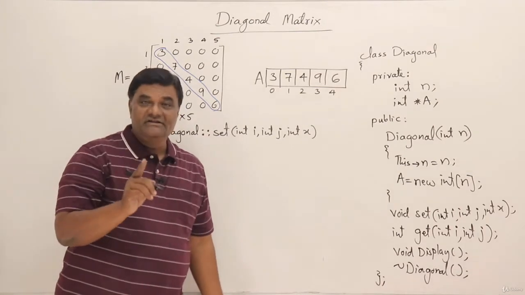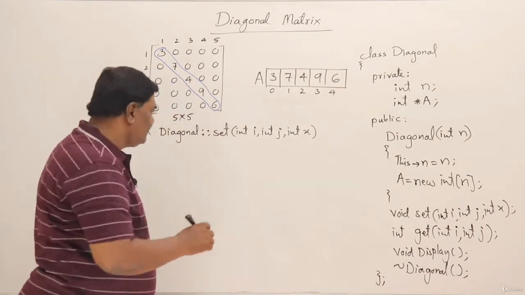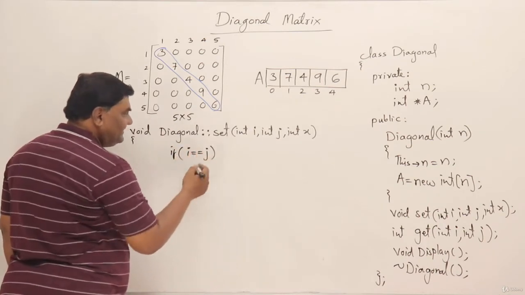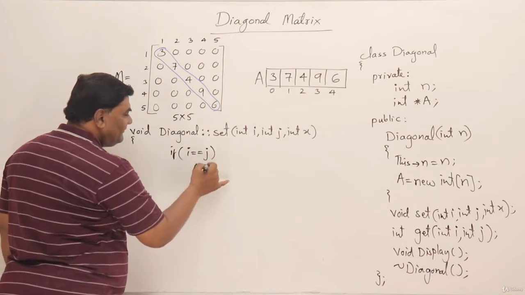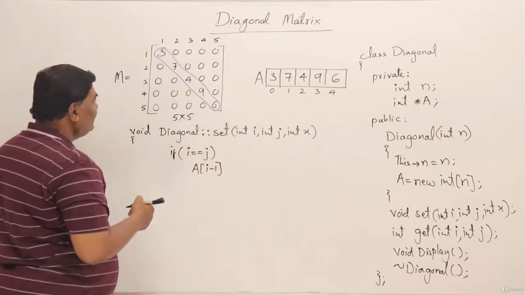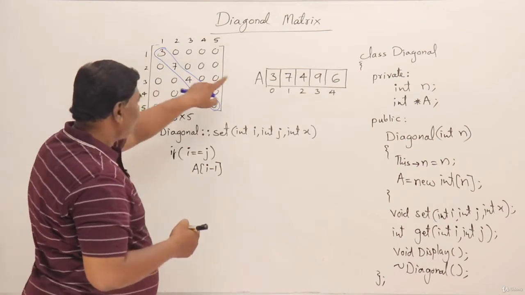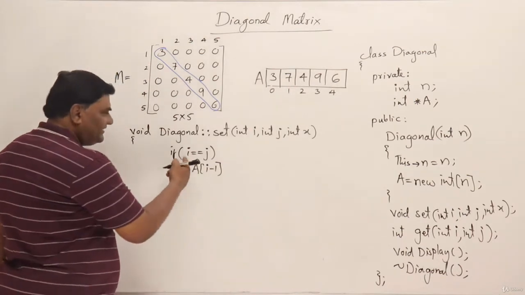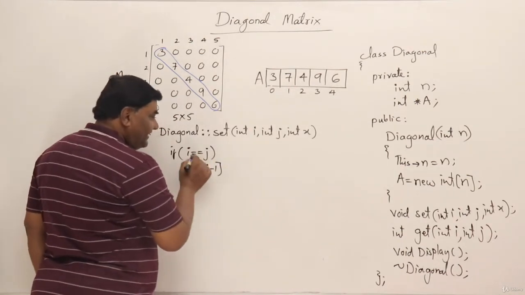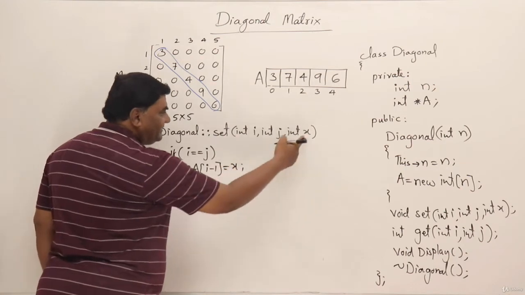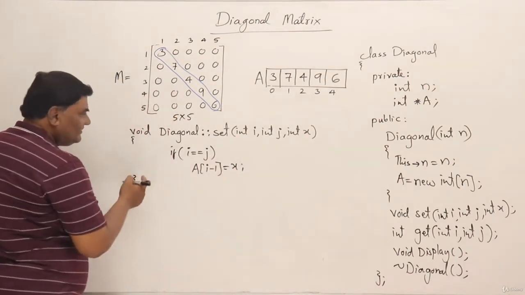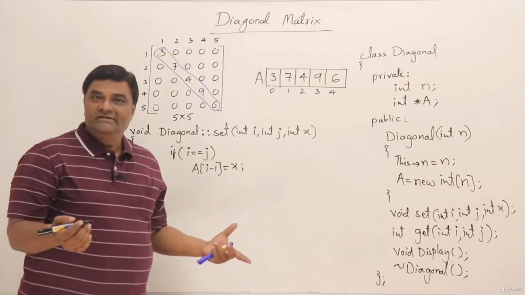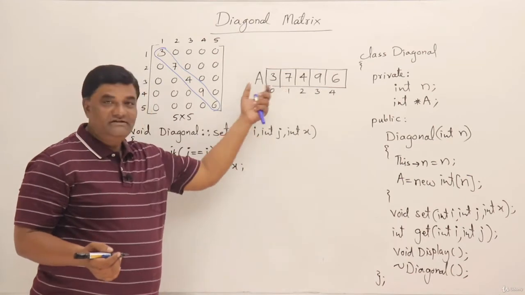So first of all, it should check whether the indices are for diagonal only or not. If i is equal to j, then it should store the element in A of i minus 1. This is the formula we have seen. Like this, 1 comma 1 is stored at 0, so 3 comma 3 is stored at 2. So i comma j is stored at i minus 1. If they both are equal, store the element. That's all, this is the set function. If they are not equal, don't do anything, don't store anything. We don't have to store anything in the array.